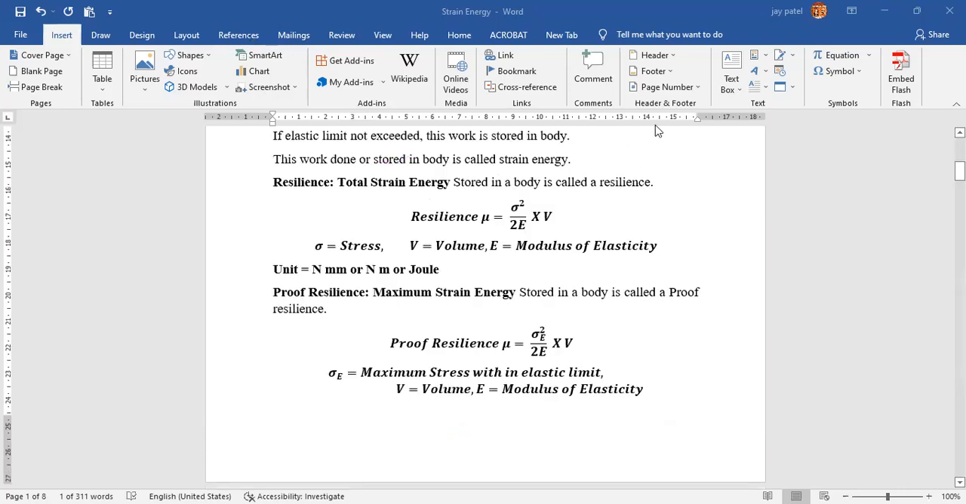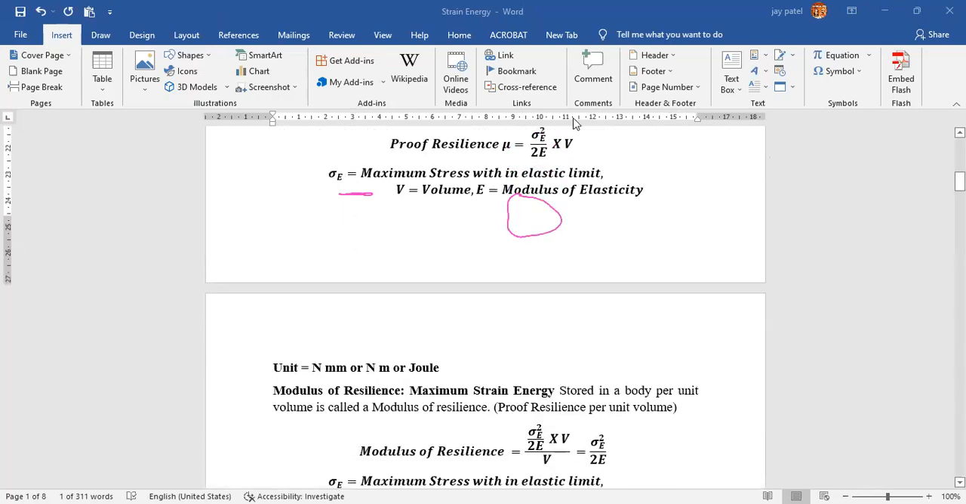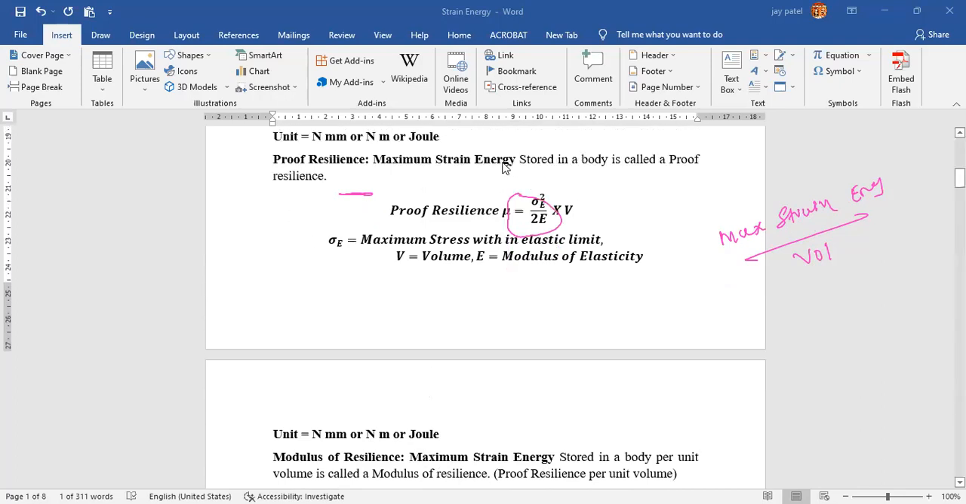Like in the case of resilience, we require total strain energy. That means total stress we will consider. So actually this equation, sigma square by 2E into V, is the equation of the strain energy by default. So maximum strain energy per unit volume. So can I say strain energy by volume? Yes or no? Maximum strain energy by volume, that is nothing but modulus of resilience. Now, what is the maximum strain energy? That is nothing but proof resilience. Yes or no? What is your maximum strain energy? That is your proof resilience. Yes or no? Everybody with me?